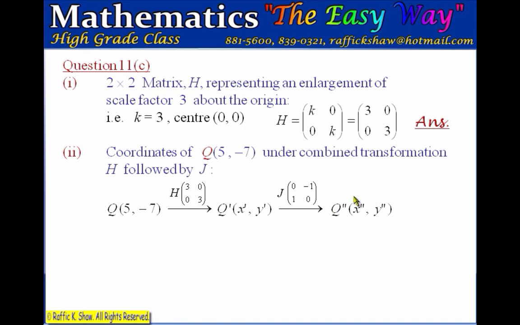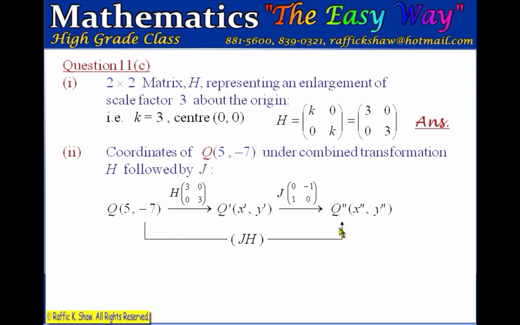And so to carry out this combined transformation, we can firstly apply the matrix H to this point 5, negative 7 to get this point here. And then once we have this point, we can apply the matrix J to this point to arrive at this final position. But because the two transformation matrices involved are 2 by 2 matrices, this transformation, which involves 2 steps, can also be completed in 1 step. And this is the indication of that.